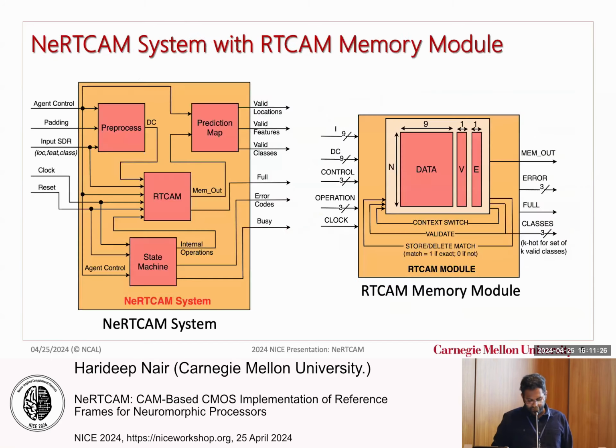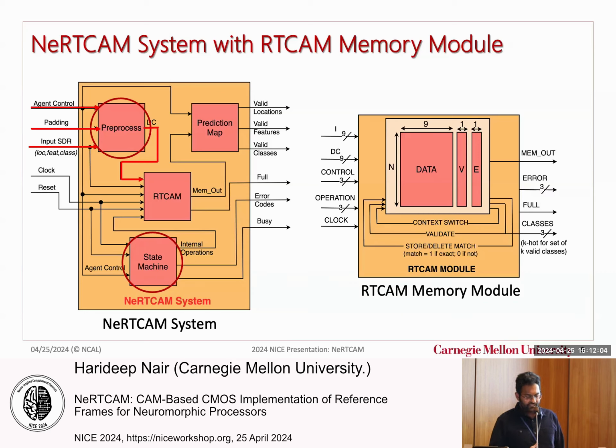Now with these commands, the way we implement NeRTCAM is that it consists of 4 main components. Pre-process takes in the input vector and generates the don't care mask, which allows us the partial lookup. The input vector consists of 3 fields, one each for location, feature, and class, and each of these fields is one-hot in itself. Then you have the main NeRTCAM memory, which holds these entries. It takes in the don't care mask and the control commands and generates the output.